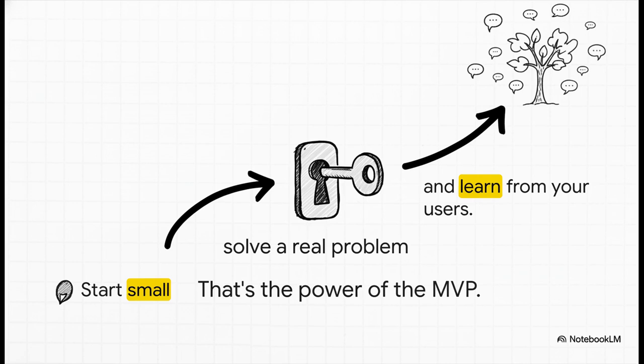It all really comes down to this. Start small. Stay obsessed with solving one real problem really, really well, and let your users be your guide. That right there is the true power of the minimum viable product.